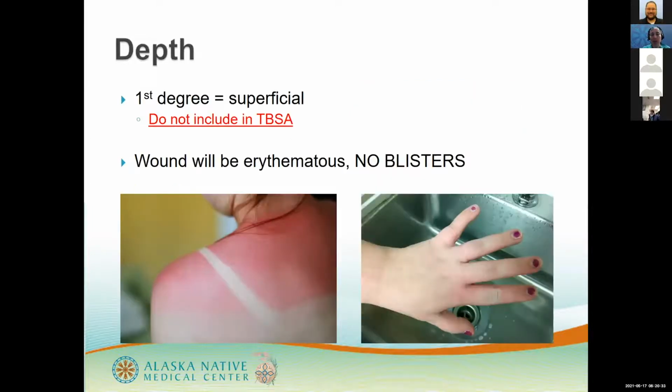So let's talk about depth and size, because those will play into our resuscitation. There's 3 depths that we'll talk about. 1st degree burns are superficial. These are erythematous, but without blisters. They can be really painful, but will not require operative care, and usually do not require hospitalization. So they're clinically usually non-significant. And so we do not include 1st degree burns in our TBSA calculation.